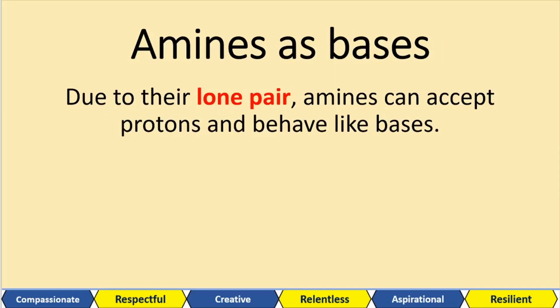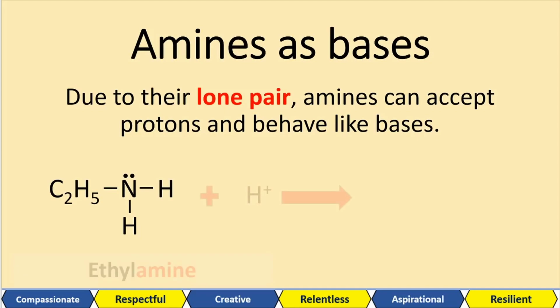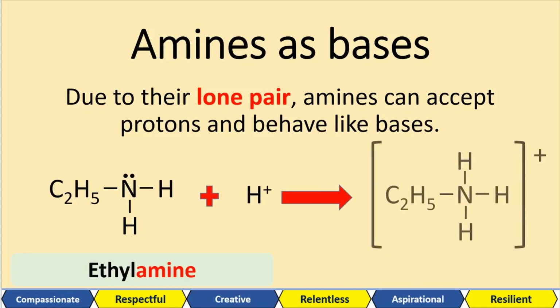Alright, amines can act as bases. That's due to their lone pair, so amines can accept protons and they behave like bases. So we've got an amine here, which, if you have a look on the left hand side, has an ethyl group, so that's ethylamine, which is a primary amine because we've got those two hydrogens there. It's just one substituent. We add the hydrogen, and then by dative bond we get this. And notice that this is an ion because there's one more proton than the electrons that are accounted for there.